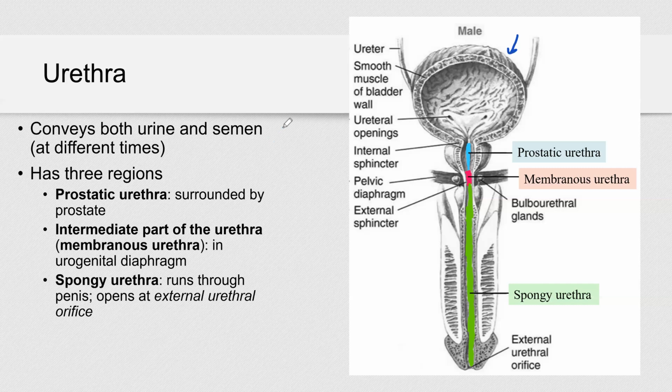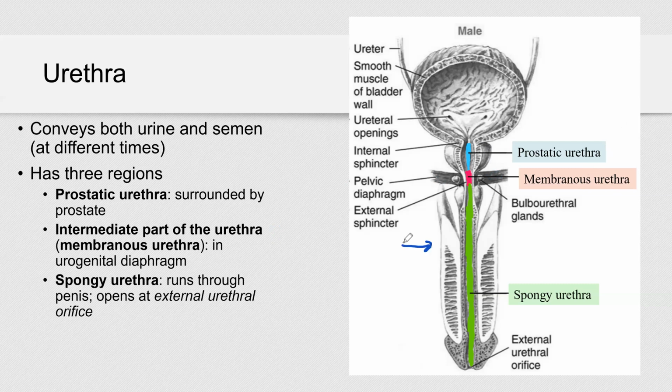If you look at the diagram here, that's the urinary bladder, and here's the first part of the urethra. Right inferior to the urinary bladder, we have the prostate gland, and the urethra inside the prostate gland is called the prostatic urethra. Makes sense, right? Now, this is a skeletal muscle called the pelvic diaphragm. The urethra runs through this diaphragm, and it's called the membranous urethra, or intermediate urethra. It's not a membrane, it's muscle.